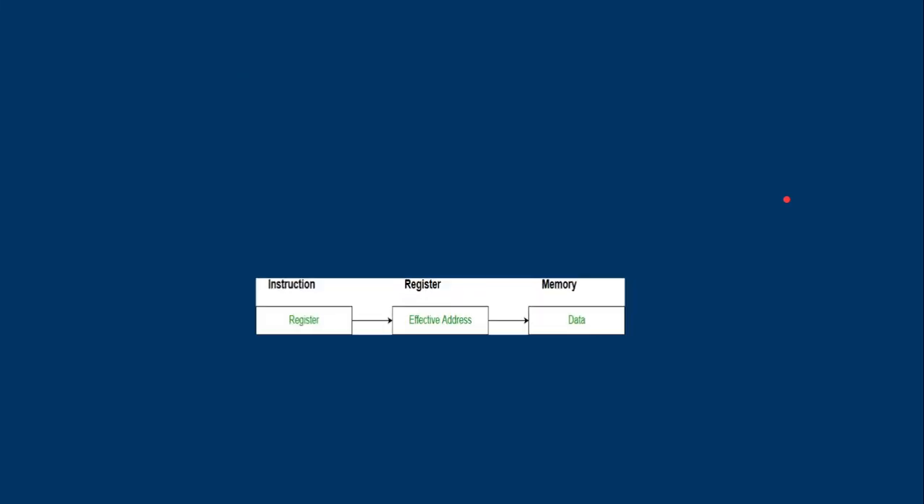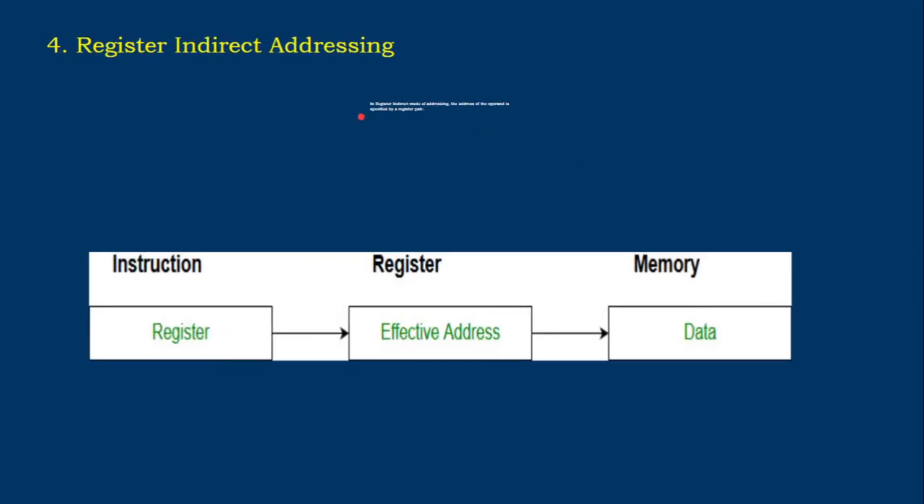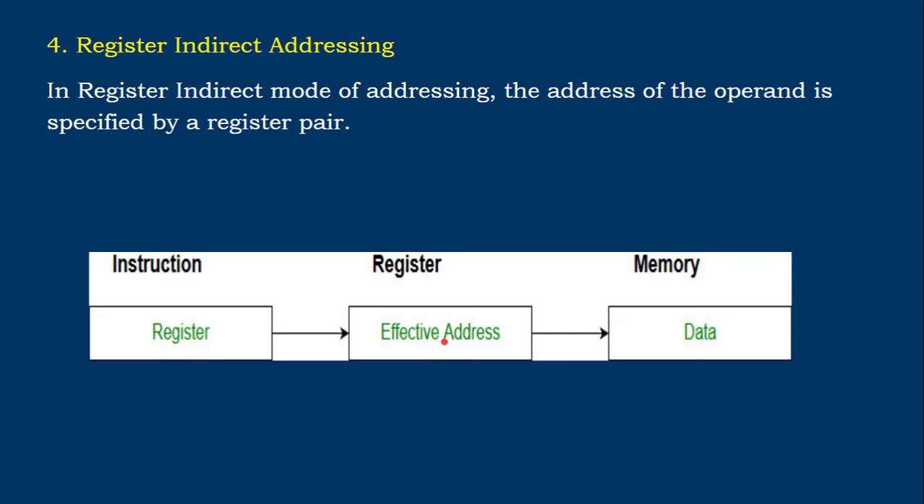Next is the register indirect addressing. As the name implies, the effective address is stored in another register. That is the indirect, one register within the other register. In register indirect mode of addressing, the address of the operand is specified by the register pair. The example is LXI H, 2500H. Here we load the HL pair with the content of the memory location: 2500H is the memory location address, and that location has to be searched to get the data, which should be moved to the HL pair.